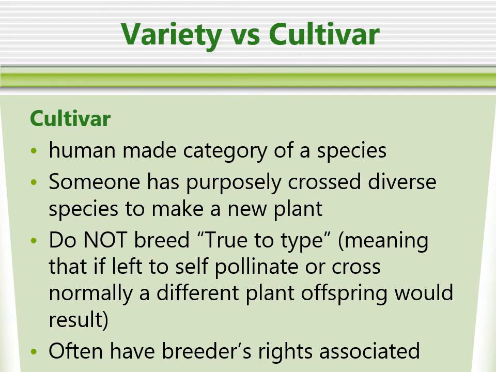Cultivars are human-made categories where someone has purposely created the species through diverse crosses, or maybe even just taking cuttings over years, although that system doesn't really last for that long. A lot of the bedding industry is just cuttings, but you'll notice that after 3, 4, 5 years, they're producing new cultivars, because the original plants weaken if you just constantly take cuttings, and you need diversity. So they just keep bringing out new cultivars every 3, 4 years. Cultivars do not breed true to type.